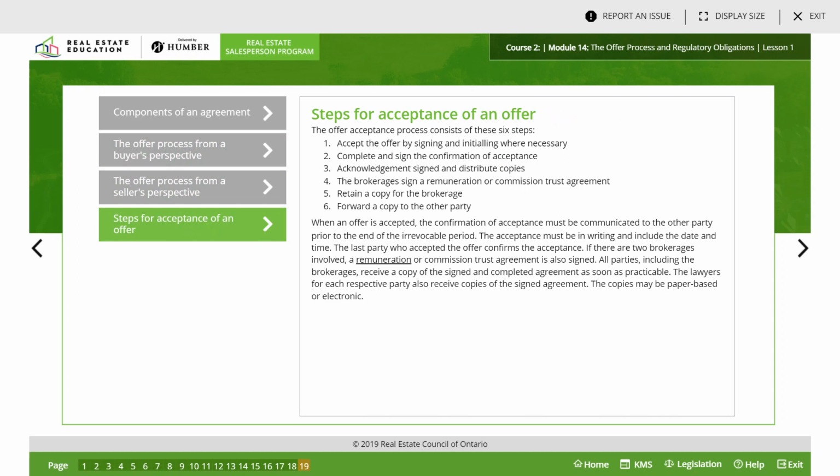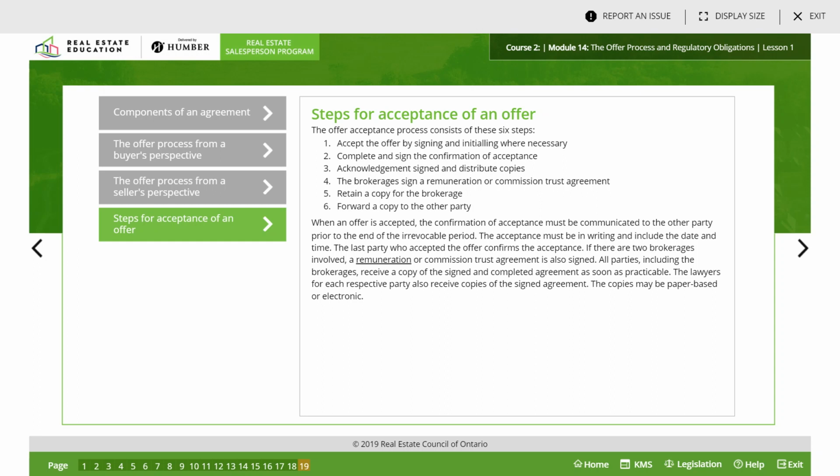And then steps for acceptance of an offer. The offer acceptance process consists of 6 steps. Accept the offer by signing and initialing where necessary. Complete and sign the confirmation of acceptance. Acknowledgement, signed and distribute copies. The brokerages sign a remuneration or commission trust agreement. Retain a copy for the brokerage. Forward a copy to the other party.